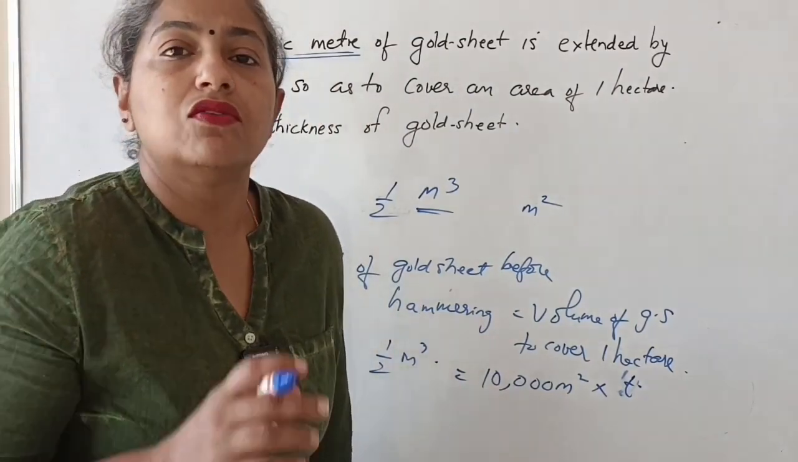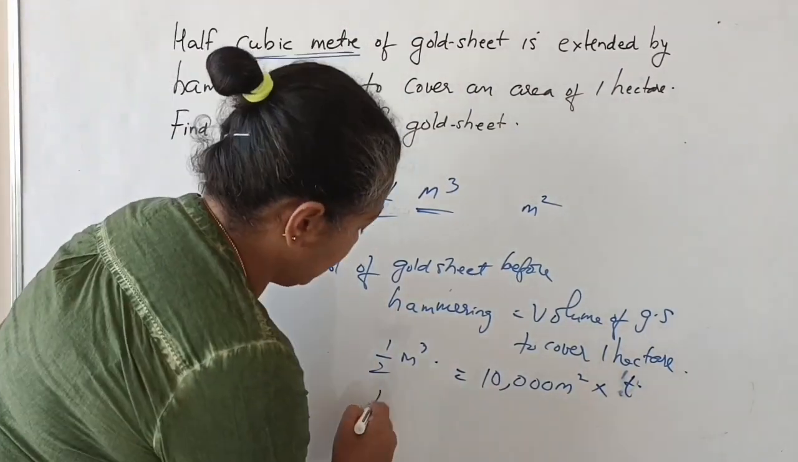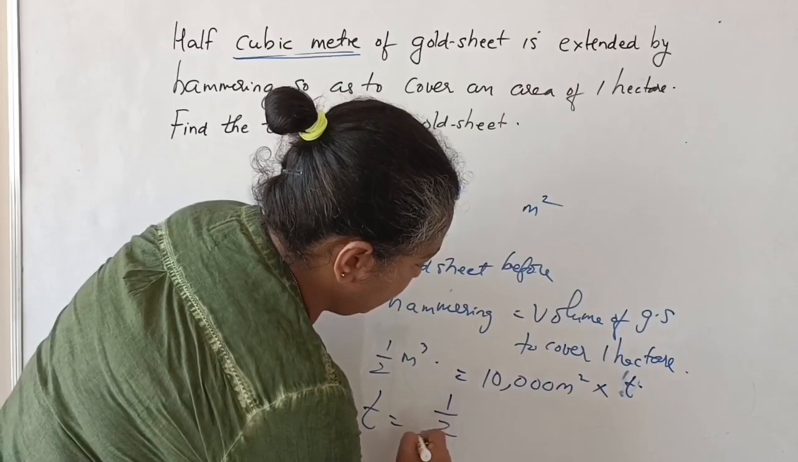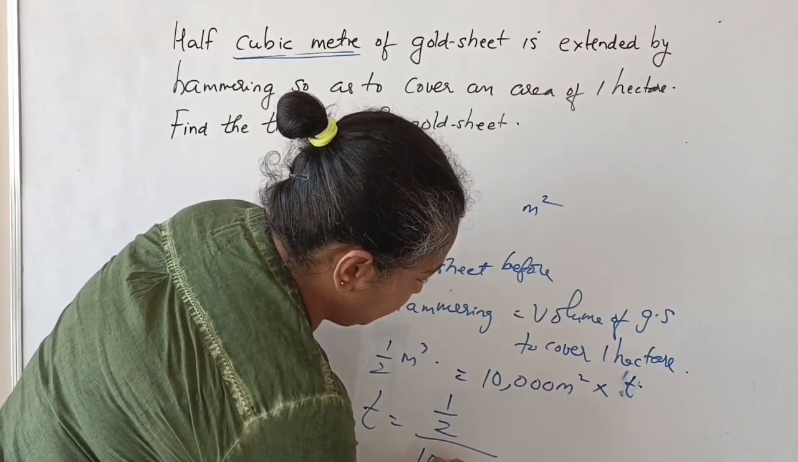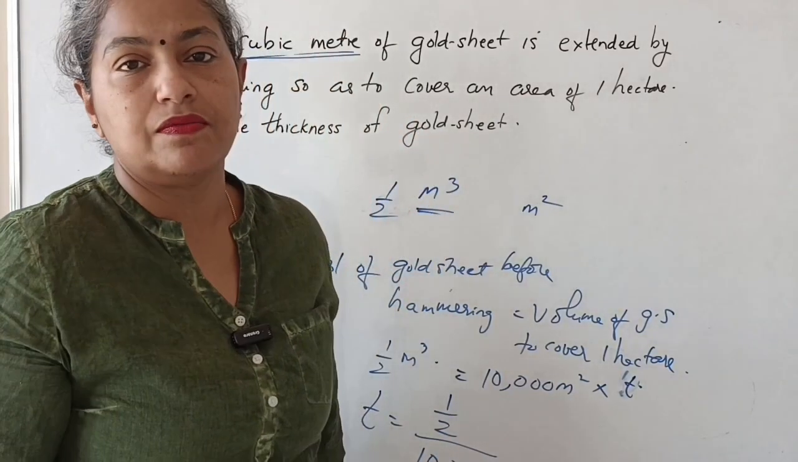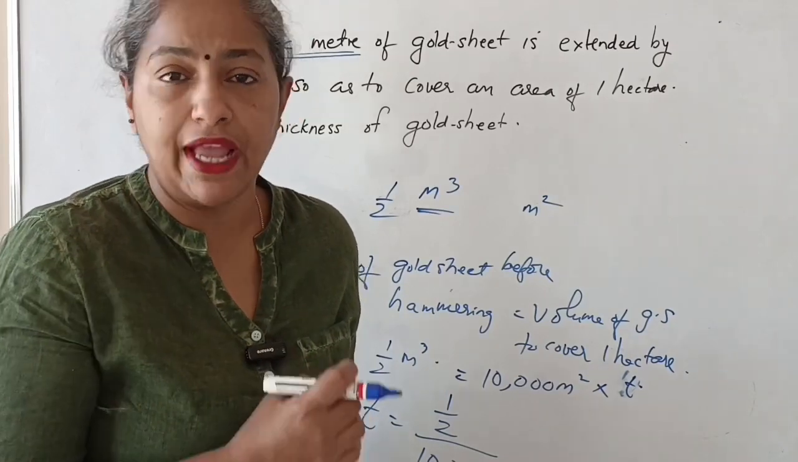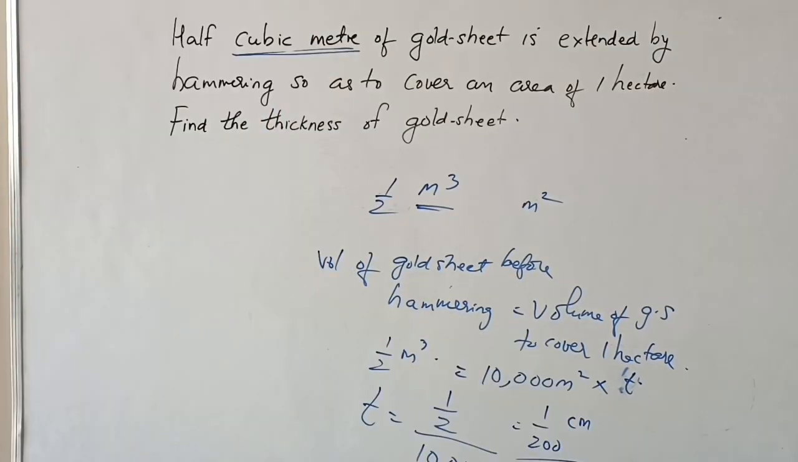Okay. So how do you find the thickness? Thickness is half by 10,000. So let us see what we are getting after the calculation. So I have gotten 1 by 200 centimeter as the thickness of the gold sheet, which was covering the 1 hectare of area.